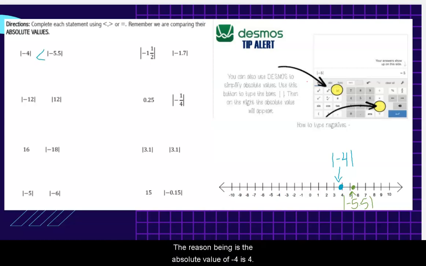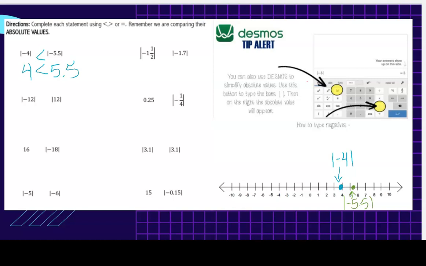The reason being is the absolute value of negative 4 is 4. The absolute value of negative 5.5 is 5.5. And when we change both those numbers to positive values, because we're dealing with absolute value, we would say that 4 is less than 5.5. We can do the same thing with the other examples.